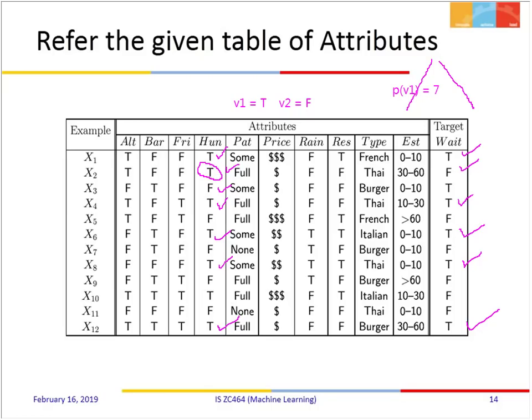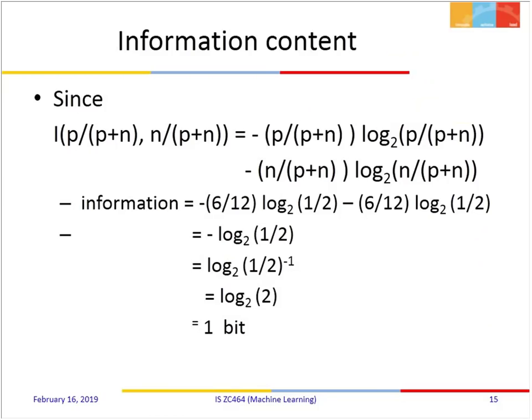So the probability will be 7 by 12, right? And P of V2 will be 5 by 12. That is how you have to calculate. So the initial answer 7 was right. So this is one example when P was 6 and N was also 6. So it computes to 1 bit. You can always compute it and then you will find that it is 1 bit. 1 bit means that it has only this much information. How much is the information? Can you say that it is good or bad?